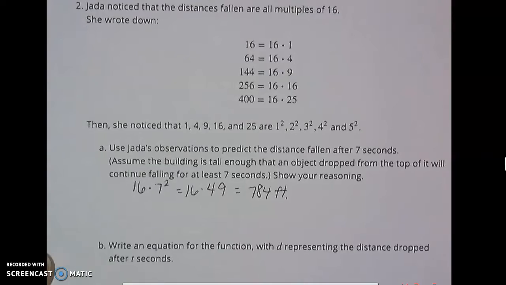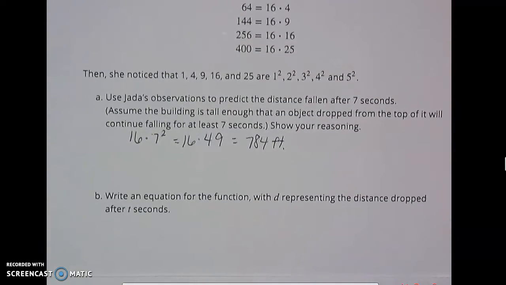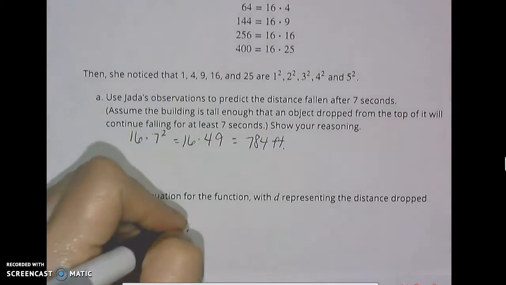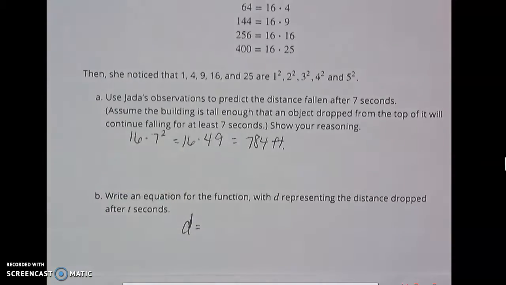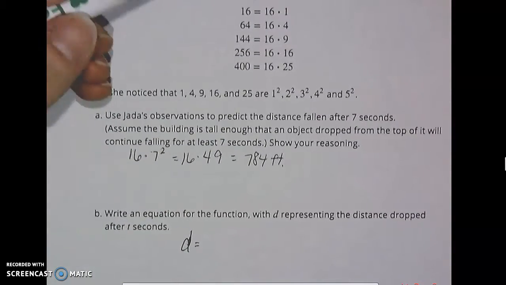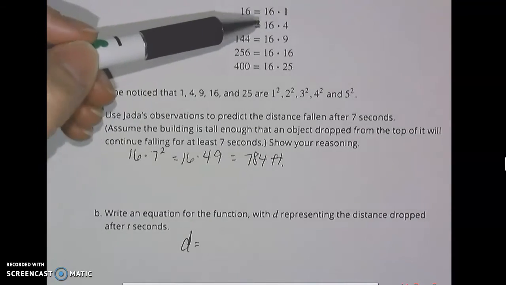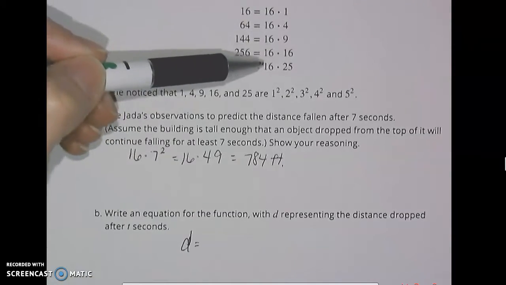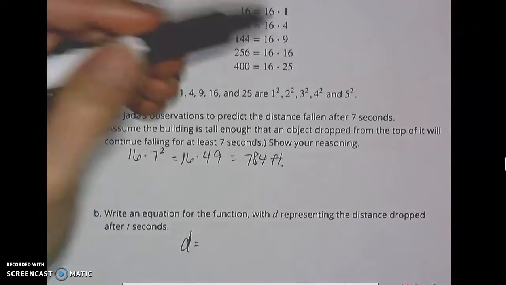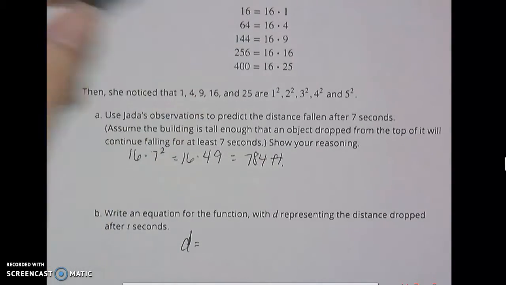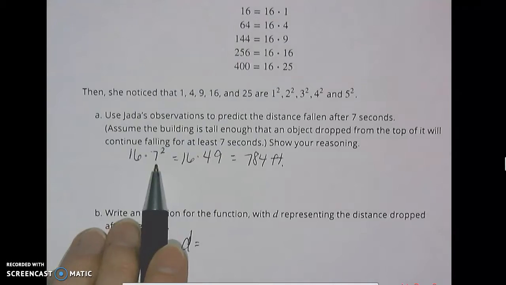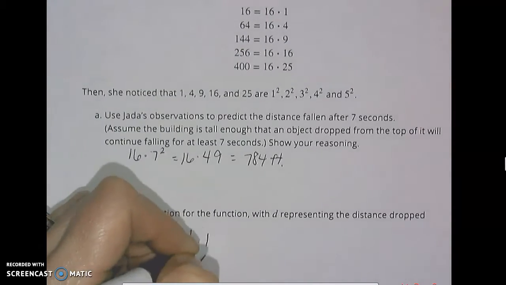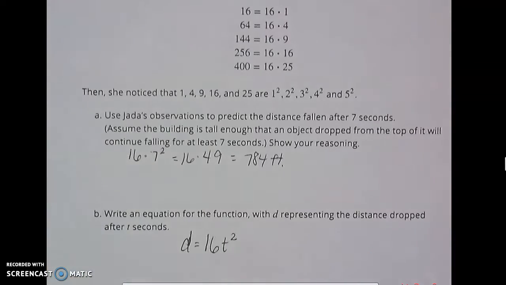So that means that we want to now write an equation for the function with d representing the distance dropped after t seconds. So d is going to equal something. For every single one of these, this was 16 times 1 squared, 16 times 2 squared, 16 times 3 squared, 16 times 4 squared, 16 times 5 squared. That was the number of seconds squared that we had here. It even worked here, 16 times 7 squared. So here our distance is going to equal 16 times t squared, where t is standing for seconds.